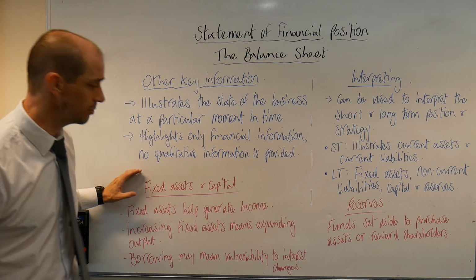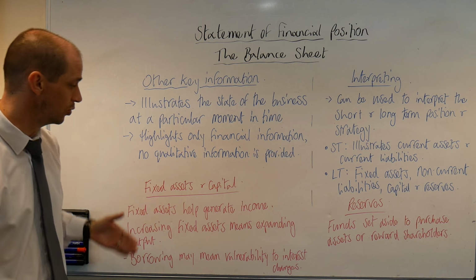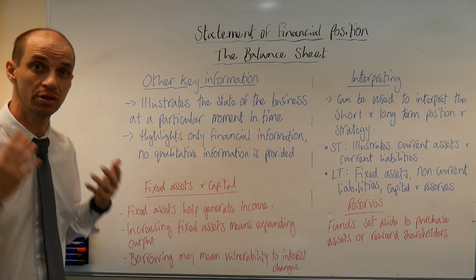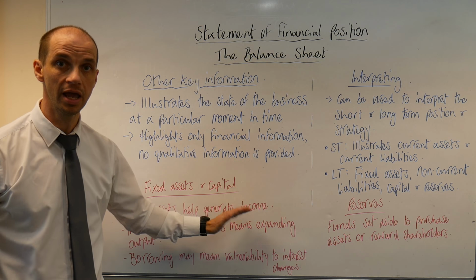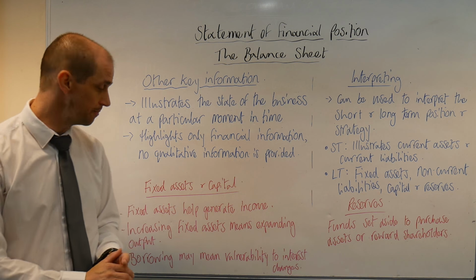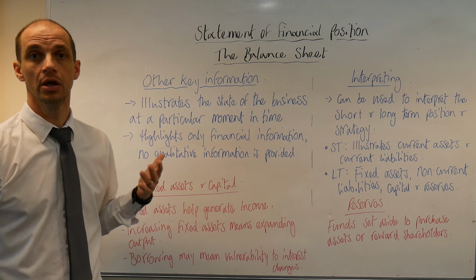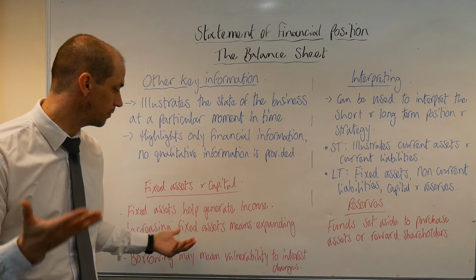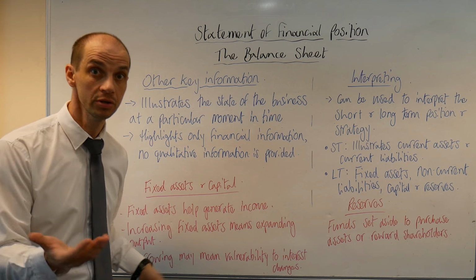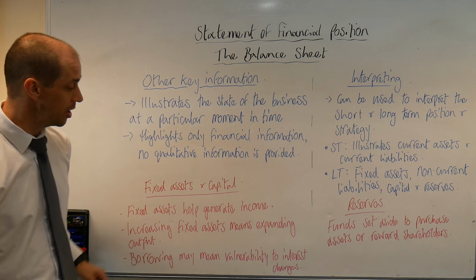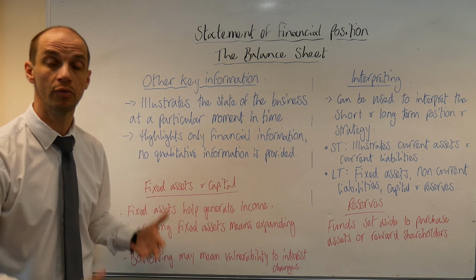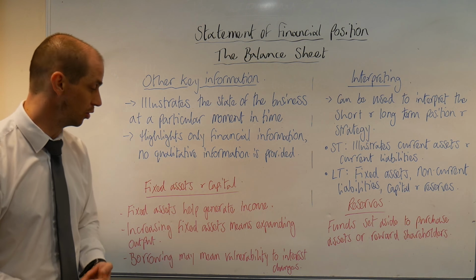Okay, now when it comes to the actual fixed assets and capital, you must remember the fixed assets are things like buildings, machinery, land. They help to generate income, either directly or indirectly. So for instance, a building will of course enable you to indirectly produce a level of output, but it may be the machinery that directly produces that output level.